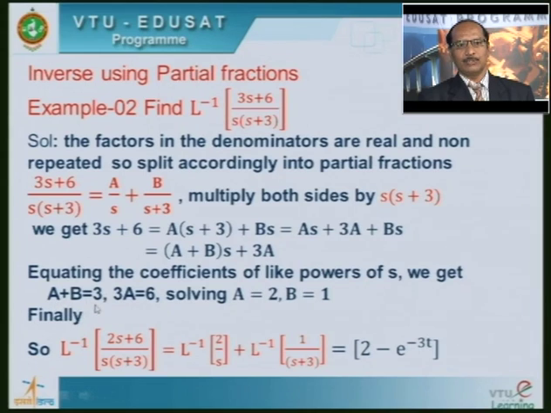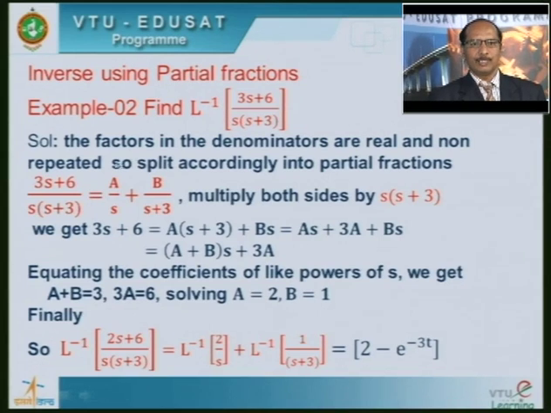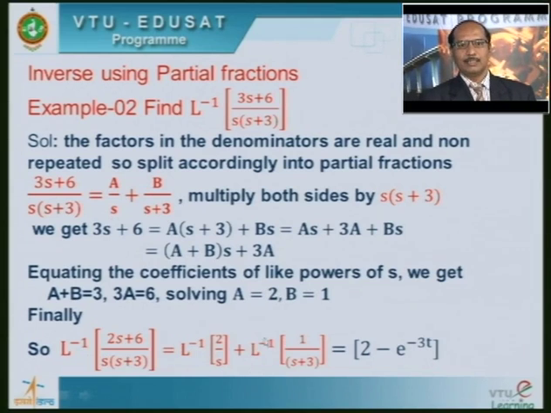So, B is equal to 3 minus 2, it is 1. So, the values calculated are A is equal to 2 and B is equal to 1. Now, substituting back in the equation here, that is equal to L inverse of A divided by S. A means 2 here, 2 divided by S, plus L inverse of B. B is 1. So, 1 divided by S plus 3.